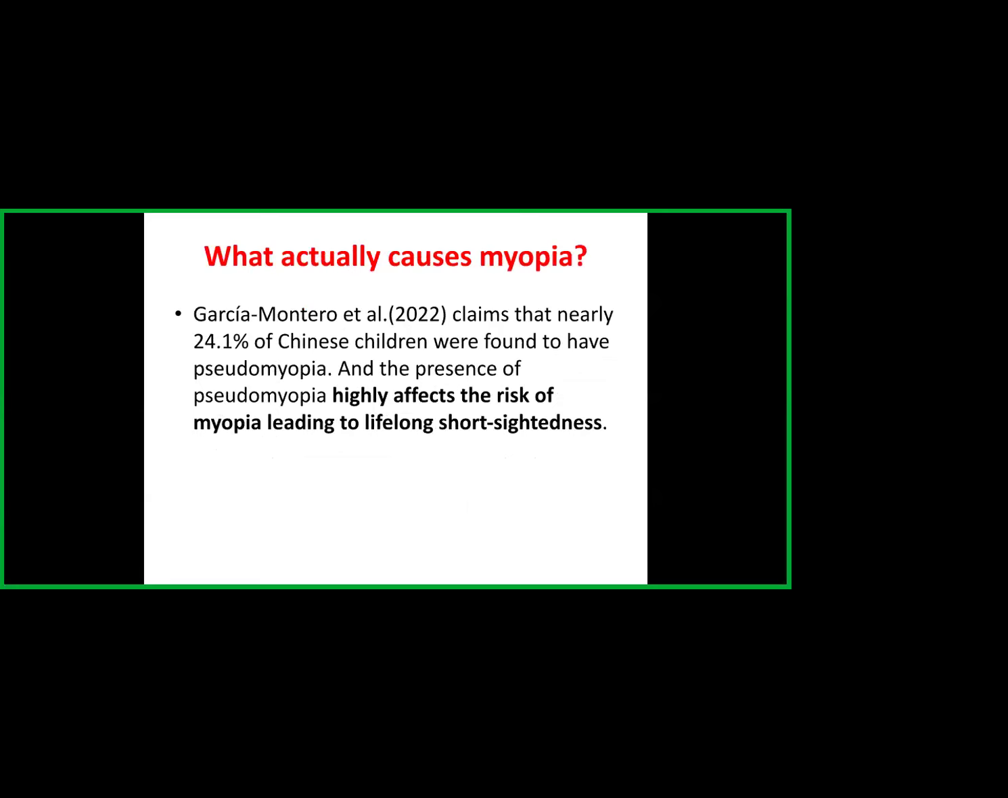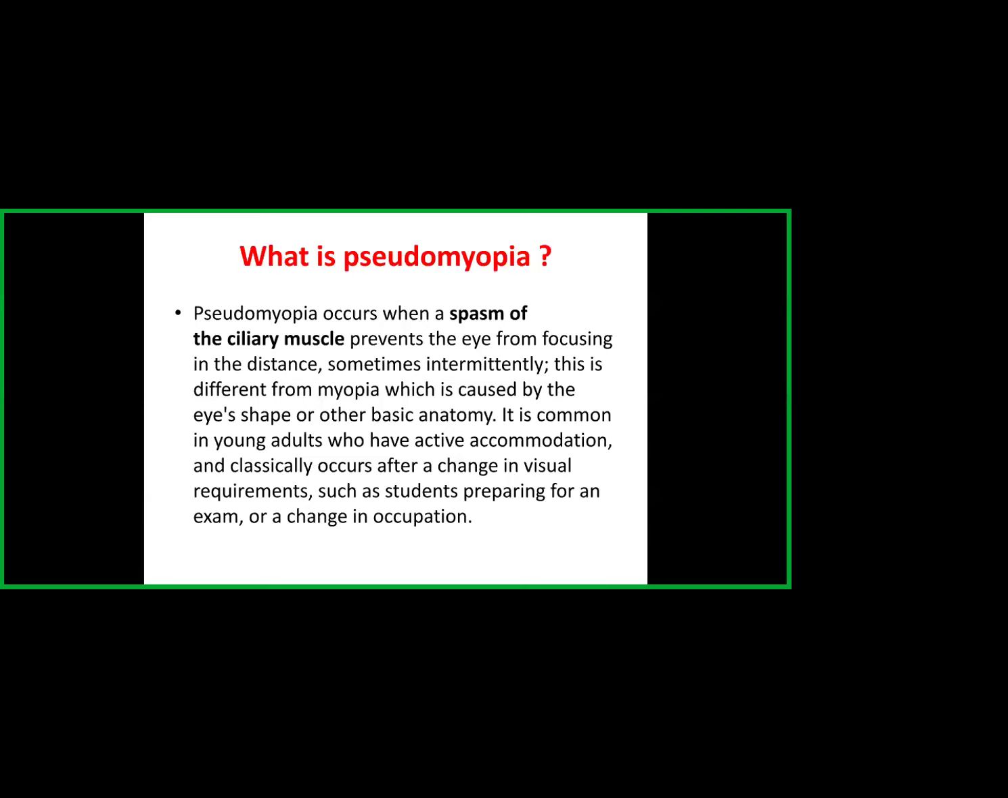Okay, let me say what actually causes myopia. Gracia Montero et al. in the year 2022 conducted a study. It claims that nearly 24.1% of Chinese children were found to have pseudomyopia, and the presence of pseudomyopia highly affects the risk of myopia, leading to lifelong short-sightedness. As I said before, the spasm of the ciliary muscle is causing pseudomyopia.